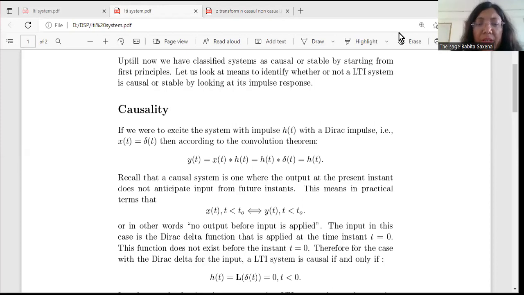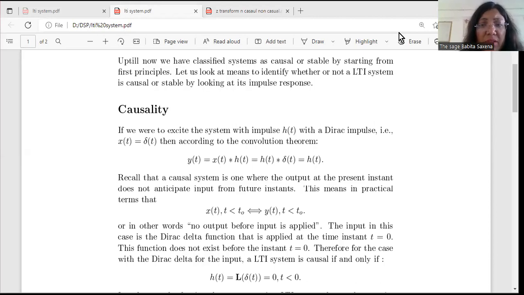This time my topic is how to determine the causality and stability of a system using the Z transform. So what is the causality of the system? A causal system is a system where the output does not depend on future inputs, and the output is available only for the present input and the past inputs, or up to the present input. That is called the causal system.